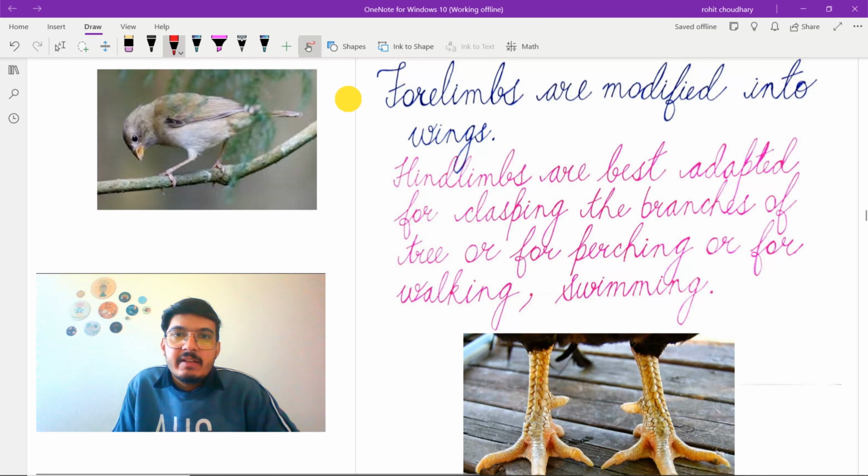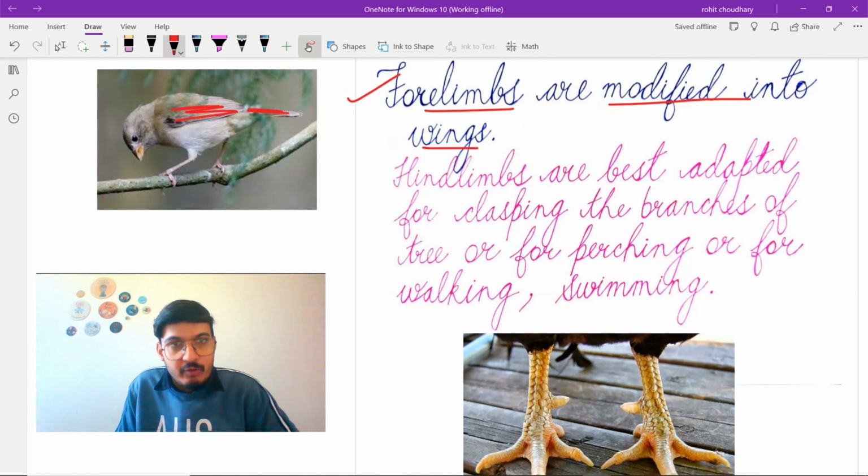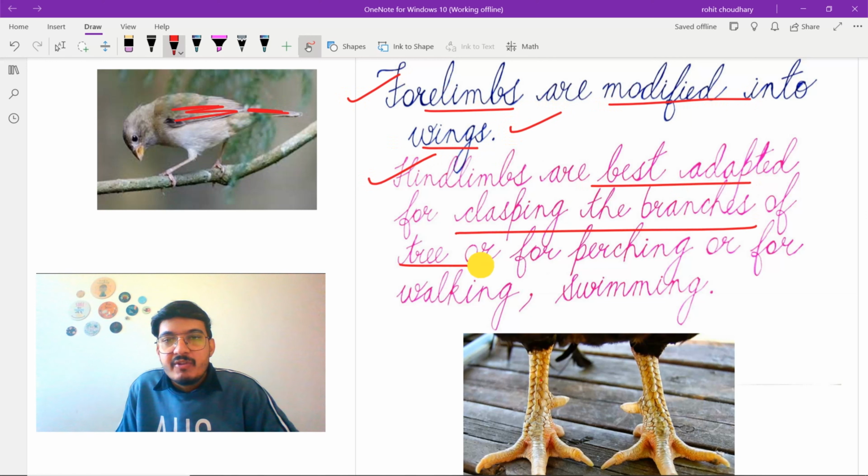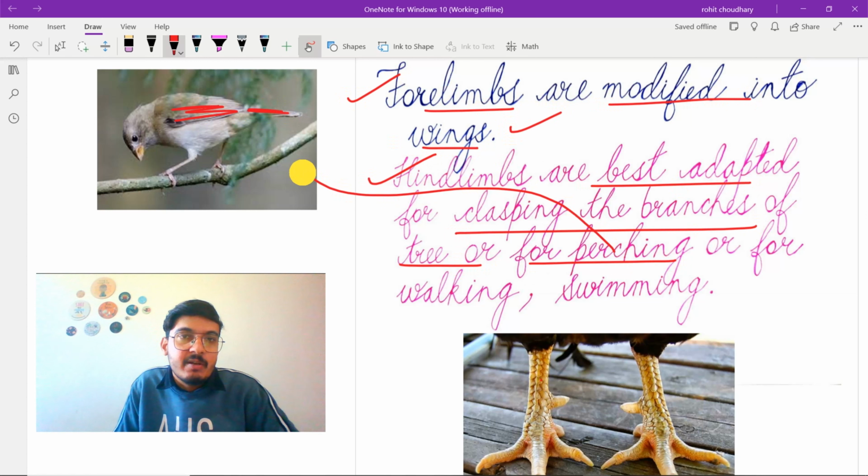The next characteristic feature is forelimbs are modified into wings. As you can see in this picture, these are the wings which are the modified forelimbs and these wings help in flying. Hind limbs are best adapted for clasping the branches of tree or for perching. Perching means to sit on a branch. As we can see in this picture, the bird is sitting on a branch with the help of its hind limbs alone. These are the hind limbs. Or for walking, swimming.